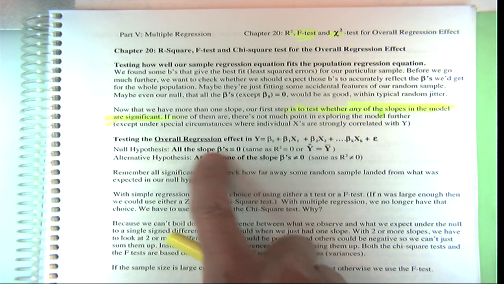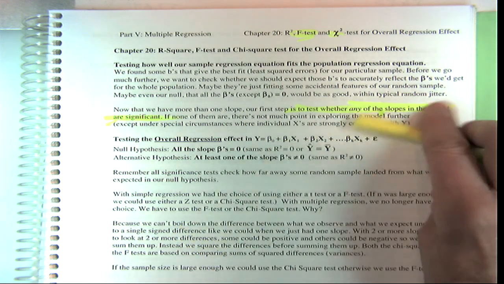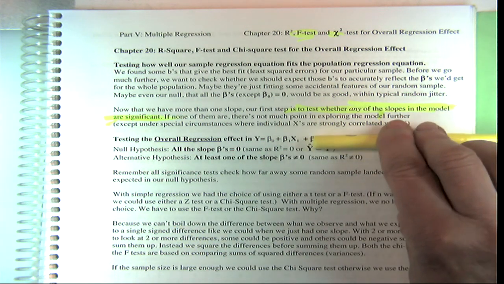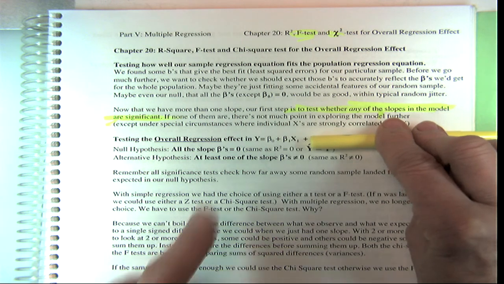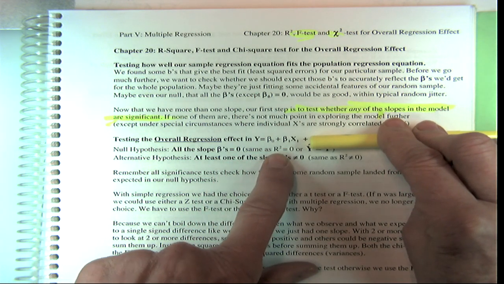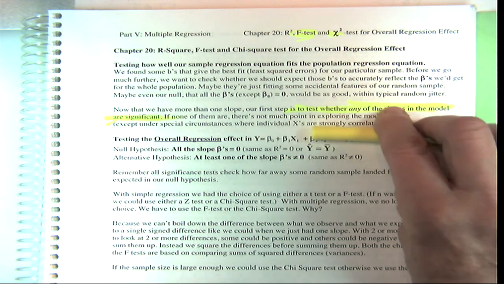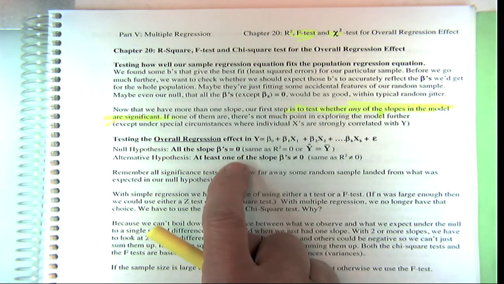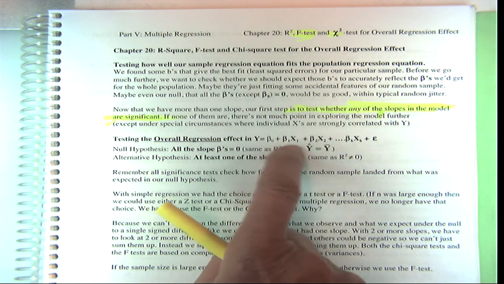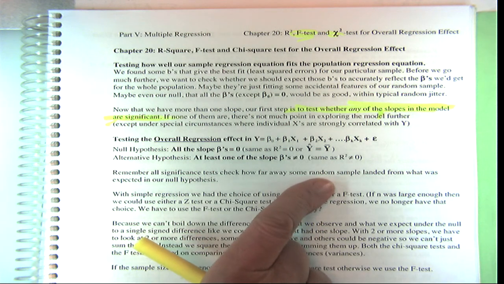When we tested the regression effect, we tested whether beta 1 was equal to 0, which was the same thing as testing whether little r was equal to 0, which was the same thing as testing whether our y was equal to the average of the y's. And then the alternative hypothesis is that at least one of these, maybe all of them, but at least one of them is not 0. Same as saying that r squared is not 0.